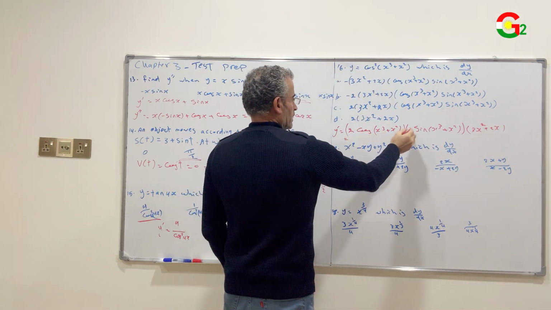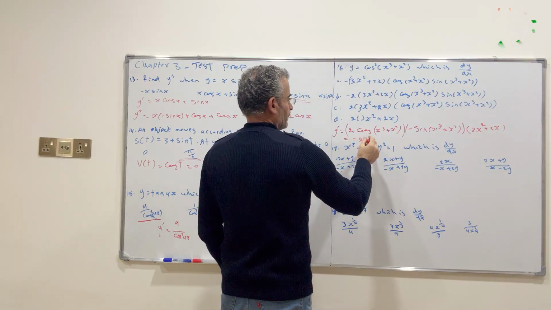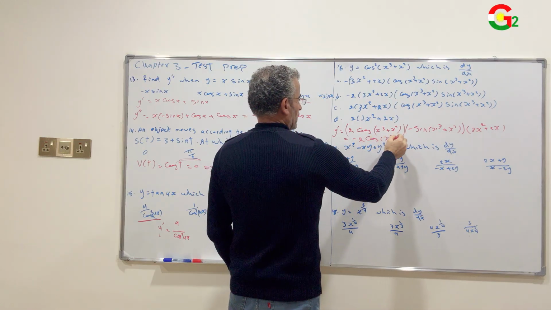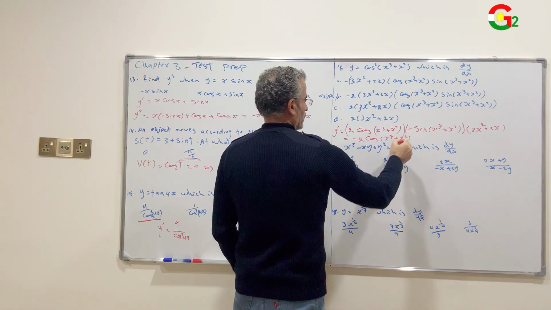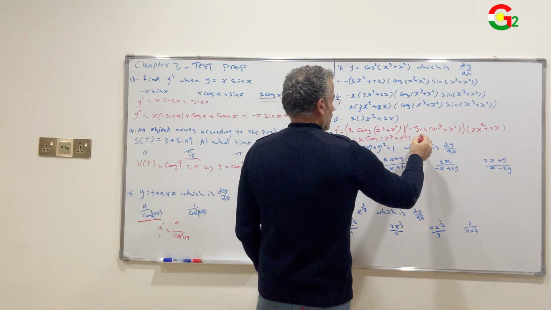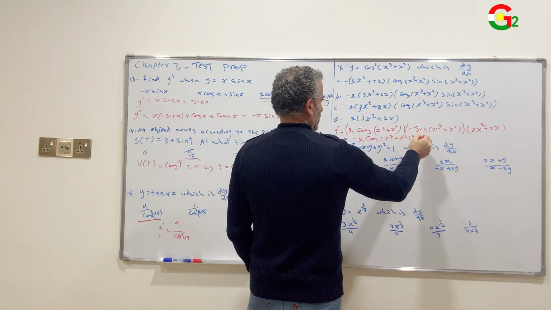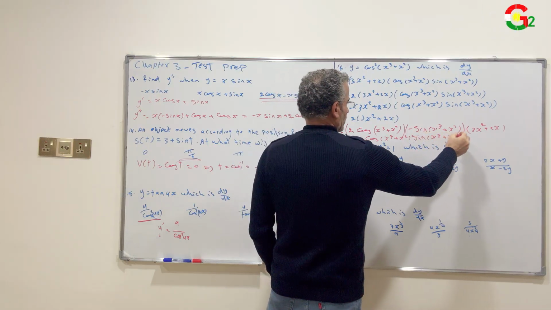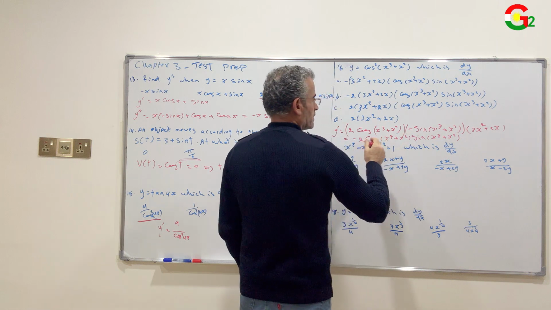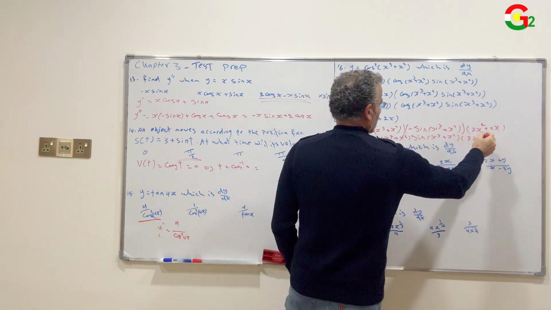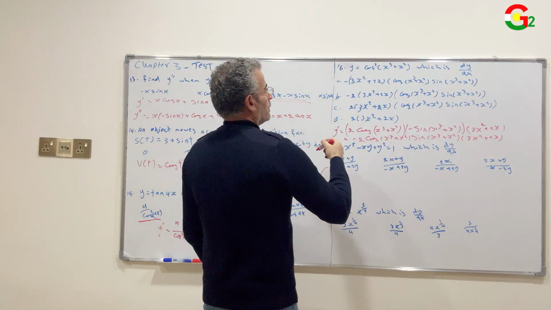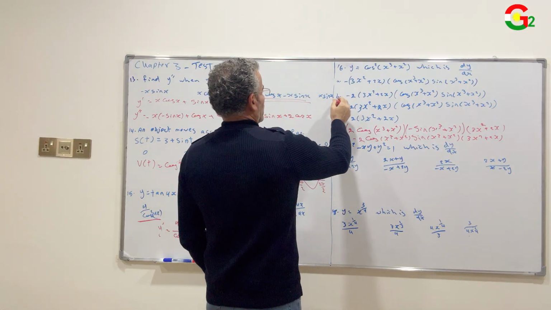Simplify this function: negative 2 cosine(x^3 + x^2) times sine(x^3 + x^2) times (3x^2 + 2x). Choice B.